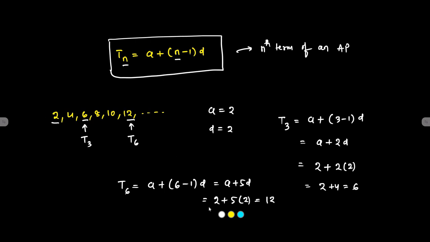So you can apply this formula to find any particular nth term. This is the general formula for the nth term of an AP, also called the general term of an arithmetic progression, AP.